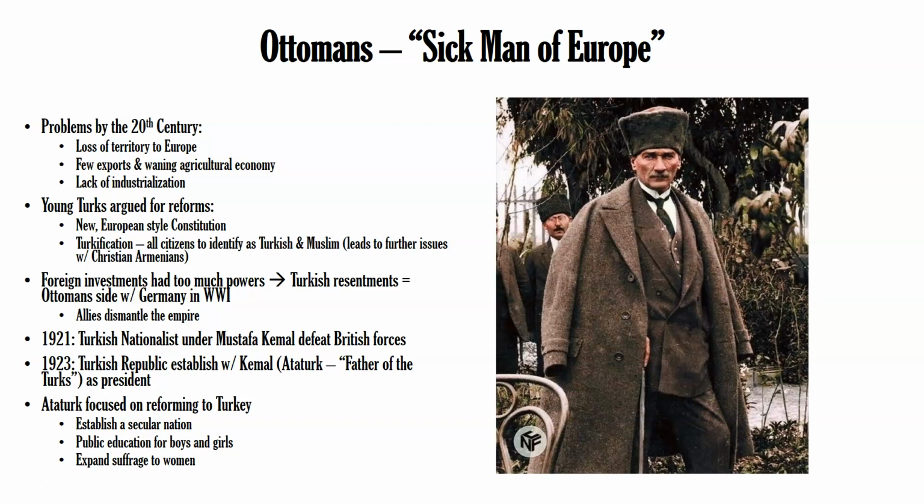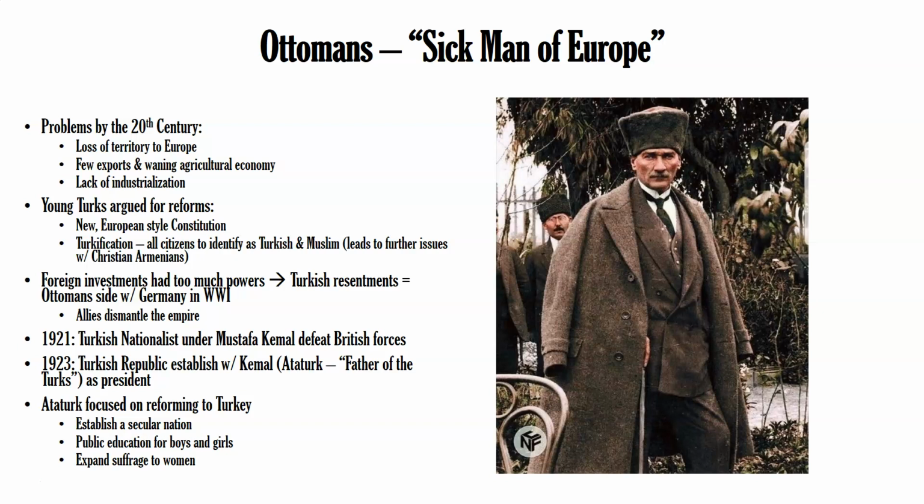Another problem is the foreign investment before World War I into the Ottoman Empire, specifically from Britain and France, was becoming too much, and the European powers were gaining too much influence in the Turkish economy and government. This leads to resentment by the Turks, specifically the Young Turks, and they start calling for allies, and this is why the Turks end up siding with the Central Powers and allying themselves with Germany in World War I. Now, ultimately, we know that Germany loses World War I, the Ottomans lose World War I, and the result is the Allies end up dismantling the Ottoman Empire.